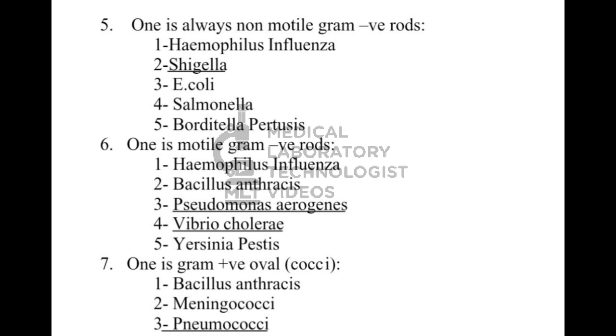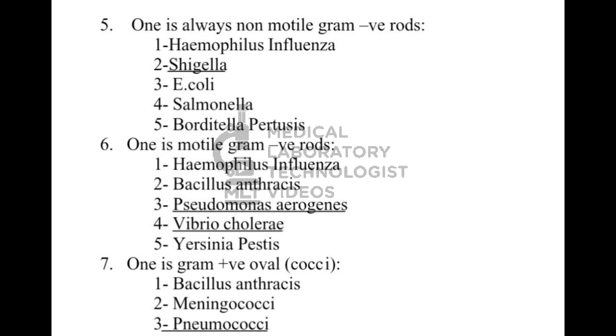The options are Haemophilus influenzae, Shigella, E. coli, Salmonella, Bordetella pertussis, and the answer is Shigella. Mostly they will ask you the difference between Salmonella and Shigella, which is also that Shigella is a non-motile gram negative rod.